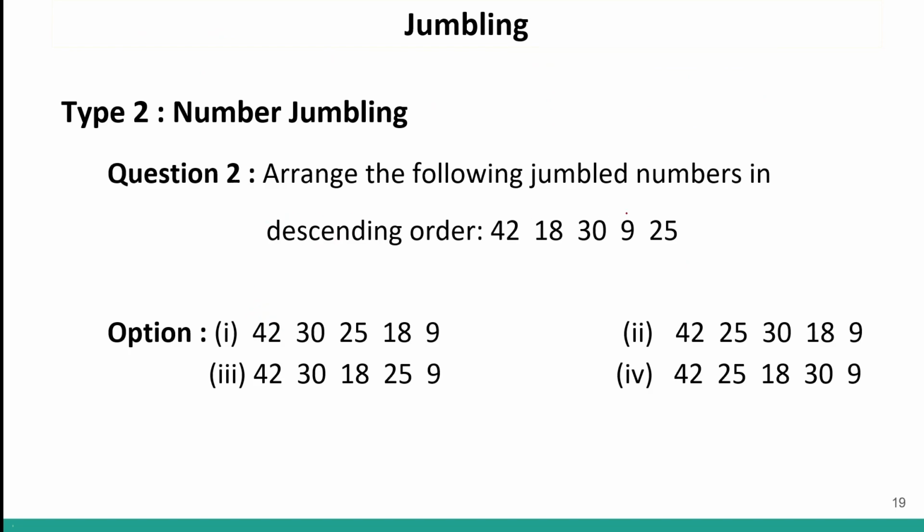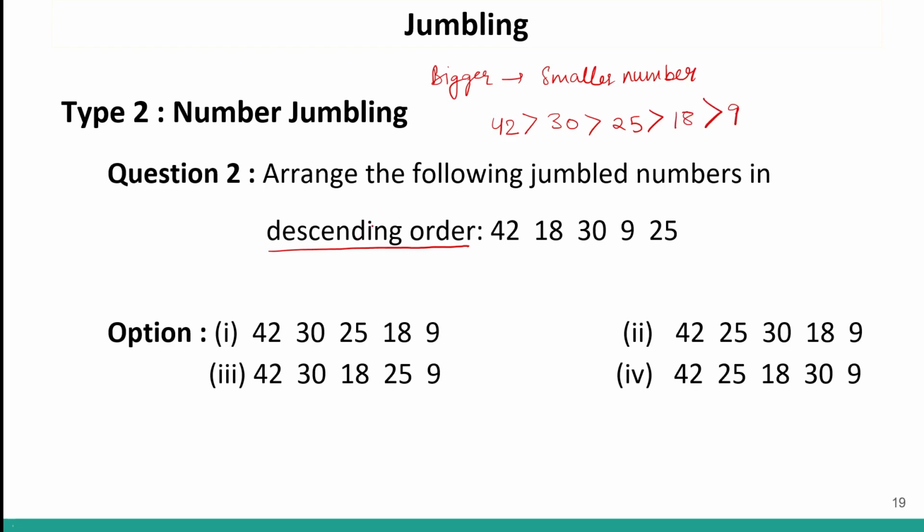Now, we have to arrange the following in descending order. That means decreasing order from bigger to smaller number. Correct? So, biggest number is 42. It is bigger than 30, which is bigger than 25, which is bigger than 18, which is bigger than 9. The correct order in decreasing order will be 42, 30, 25, 18, and then 9. This is given in option number 1.